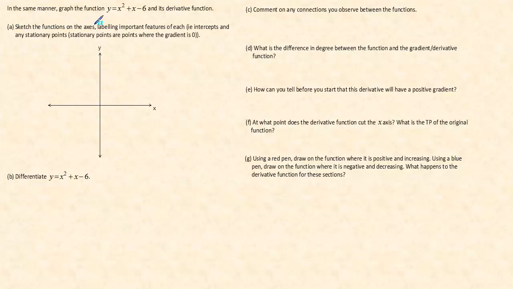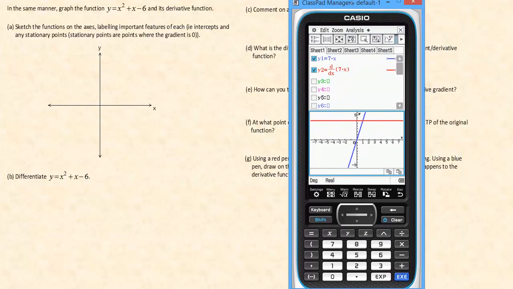In the same manner, we want to graph the function y is x squared plus x minus 6 and its derivative function. So let's change this first function to x squared plus x minus 6, and in here we'll do d dx of the same thing. Let's just cut or copy it, and we'll paste it in here. So we want to plot both of them, and here we are.